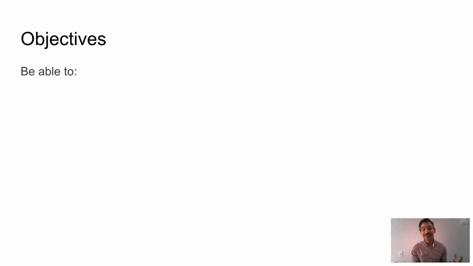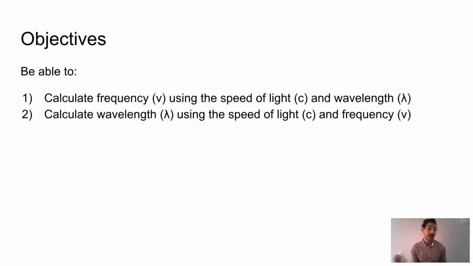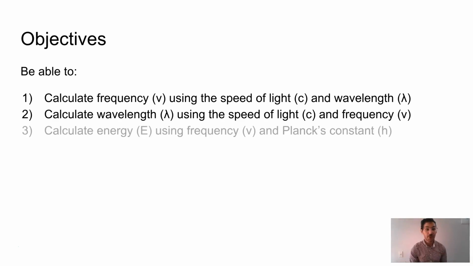Anyway, our objectives are, I would like you to be able to calculate the frequency of a photon using the speed of light and wavelength, or calculate the wavelength of a photon using the speed of light and frequency. And I'd also like you to be able to calculate the energy of a photon using frequency and Planck's constant. What is Planck's constant? We'll find out.